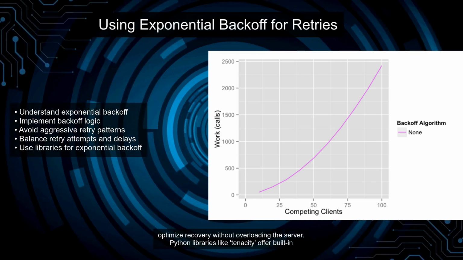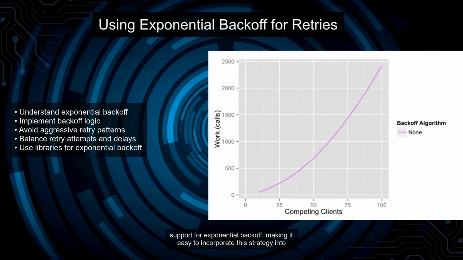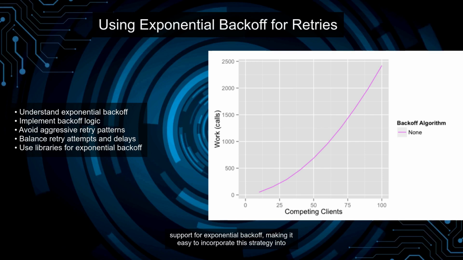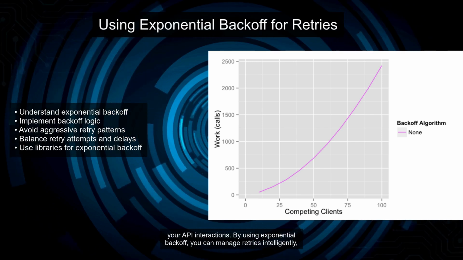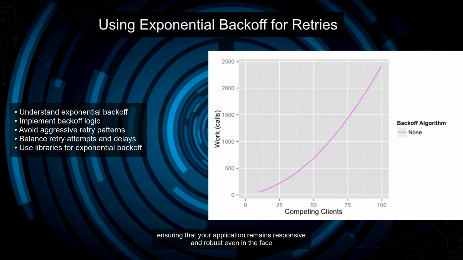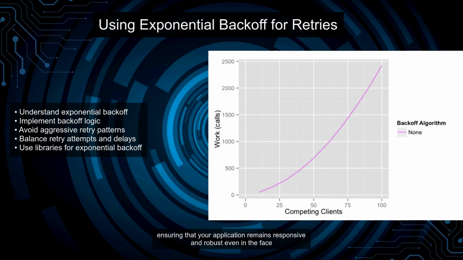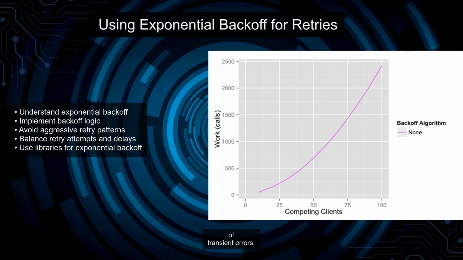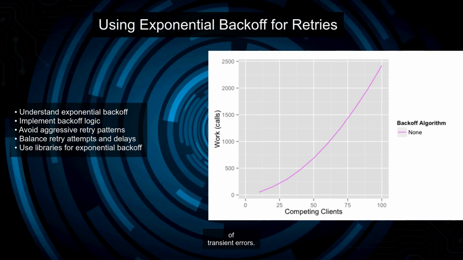Python libraries like Tenacity offer built-in support for exponential backoff, making it easy to incorporate this strategy into your API interactions. By using exponential backoff, you can manage retries intelligently, ensuring that your application remains responsive and robust even in the face of transient errors.